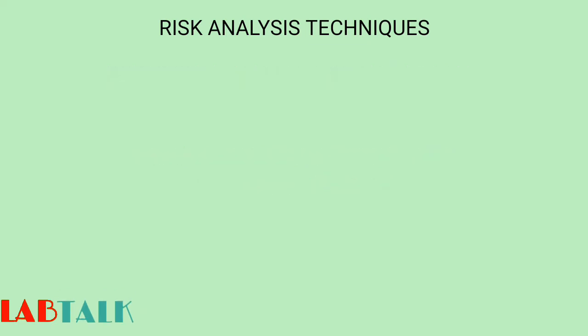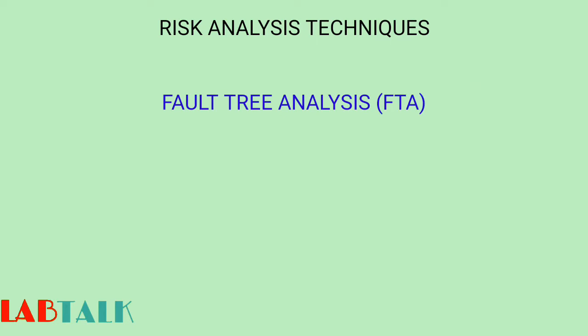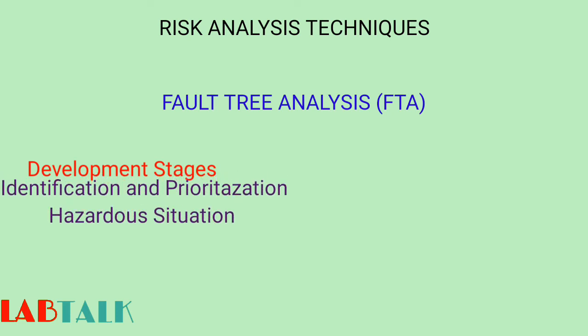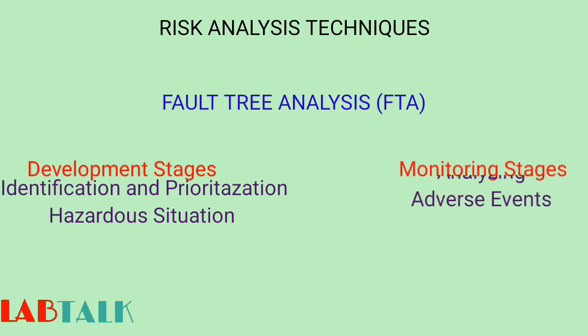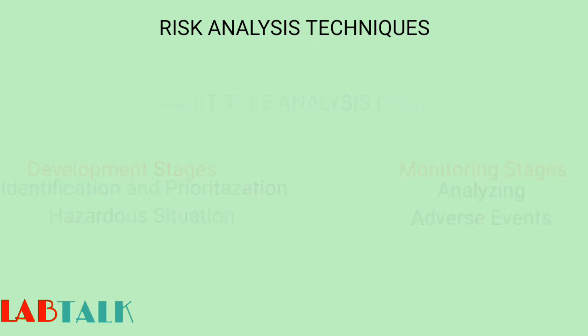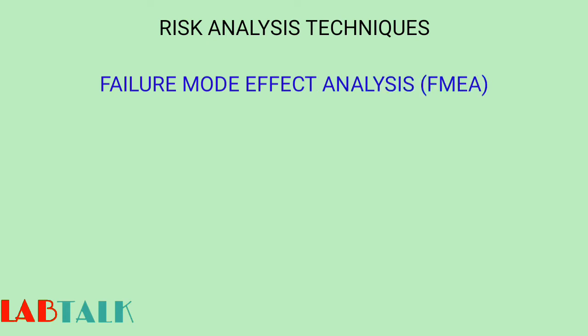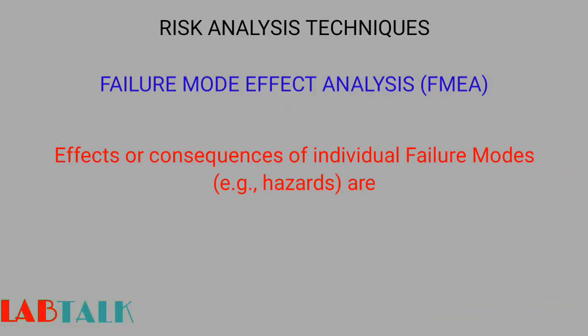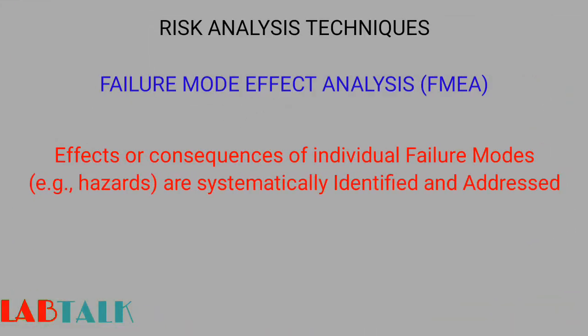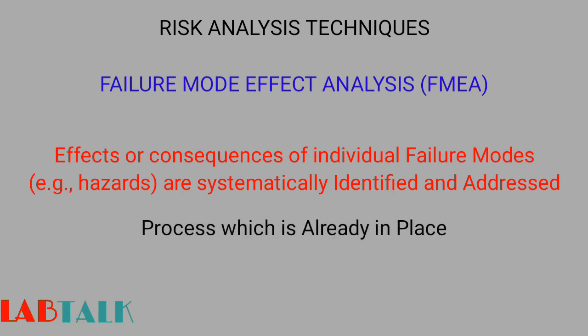The next is fault tree analysis, which is especially useful early in the development stages for the identification and prioritization of the hazards and hazardous situations, as well as during the monitoring stage for analyzing adverse events. The next is failure mode effect analysis, a technique used to find out the effect or consequences of individual failure modes, which are systematically identified and addressed. It is more appropriate for a mature system, a process which is already in use but can have potential hazardous effects or potential hazardous conditions.